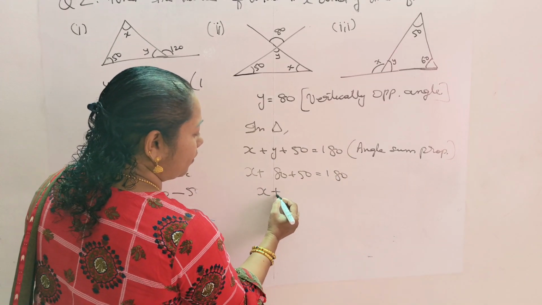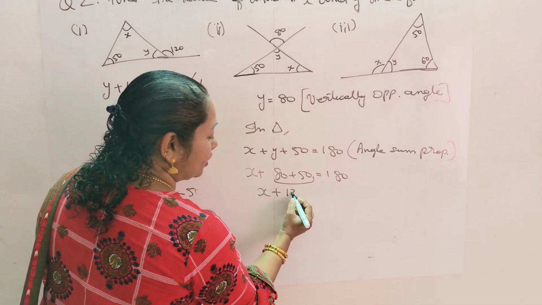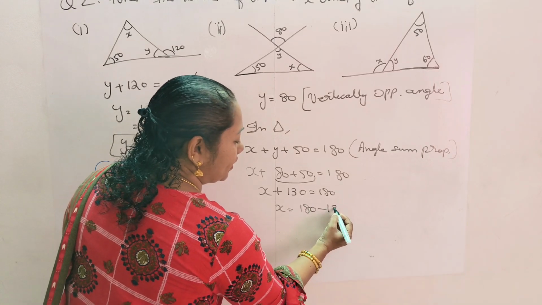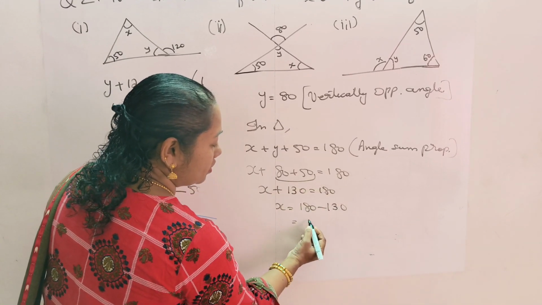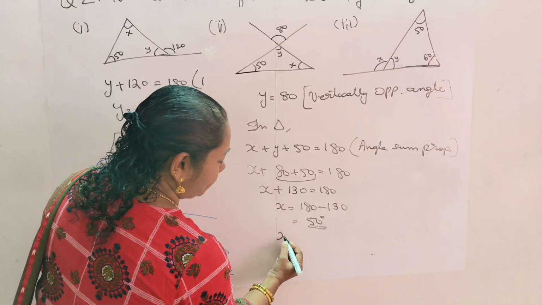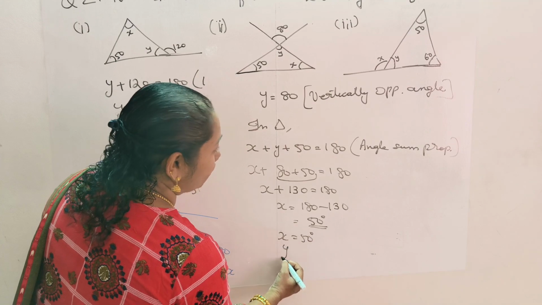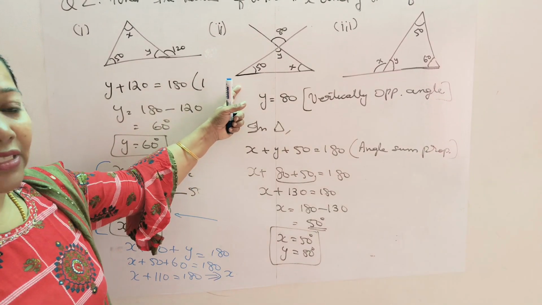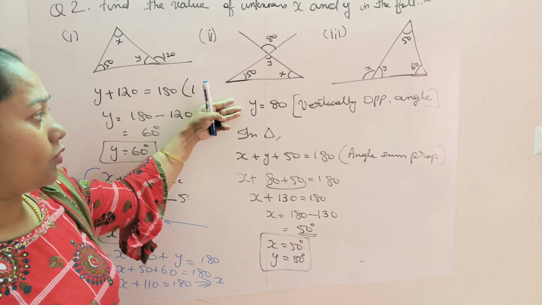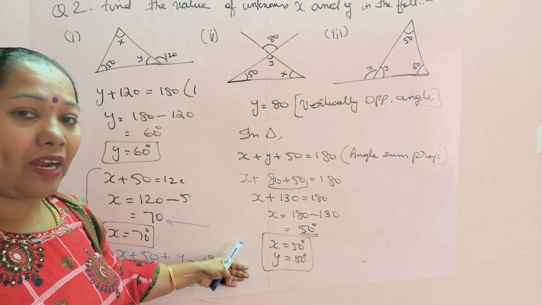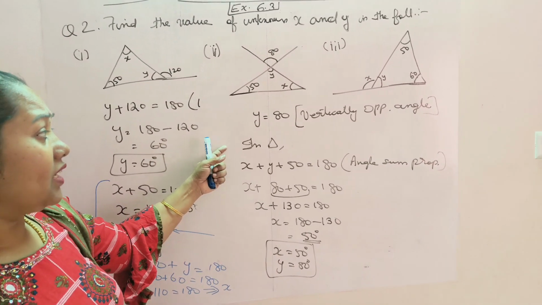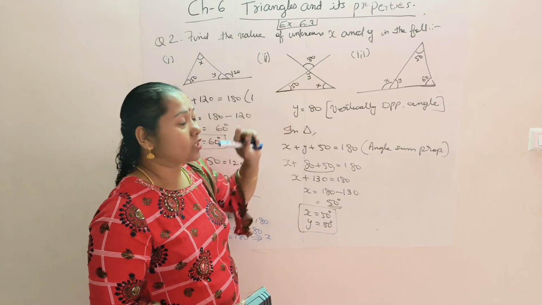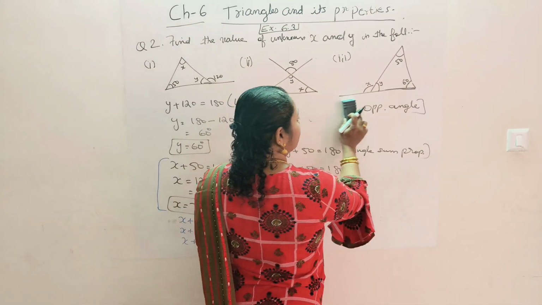That means x plus, what is the total of this one? 130 is equal to 180. That is, x is equal to 180 minus 130. So the value of x is 50 degrees. So x is equal to 50 degrees and y is equal to 80 degrees. This is the answer. We found the answer. In this way you can do this. First we have to find y, then after that we can use the angle sum property. Here neither the linear pair nor the exterior angle property is used, because it is not an exterior angle. So let us move to the next one.